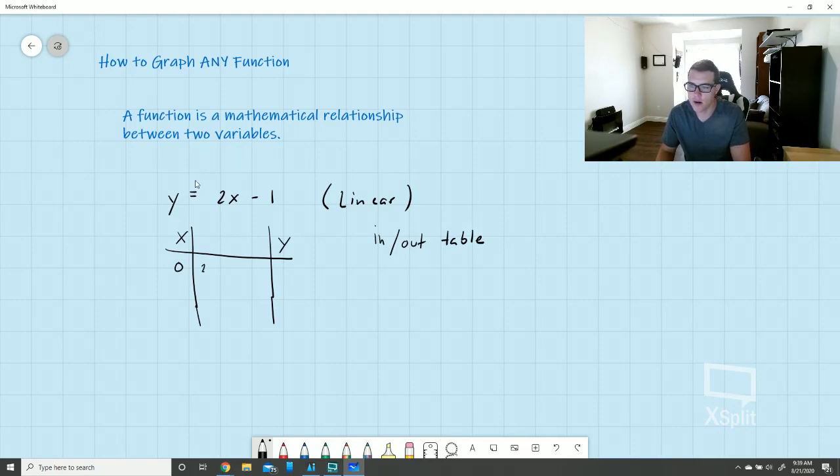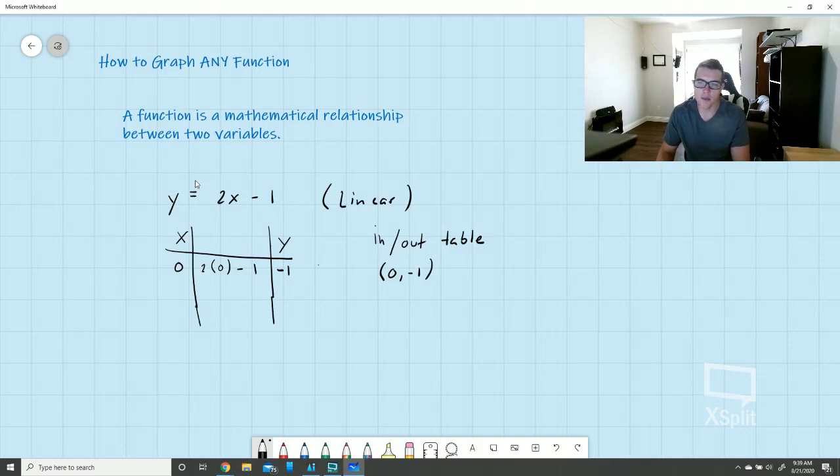So right here, I'm going to plug in 0. 2 times 0 is 0. 0 minus 1 is -1. And we have our first ordered pair or coordinate that is representative of this function. You plug in an input, you get 1 output.